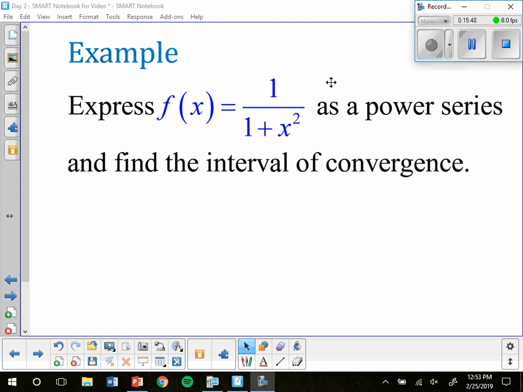So we're going to start with this example, expressing the function f of x equals 1 over 1 plus x squared as a power series, and finding the interval of convergence.